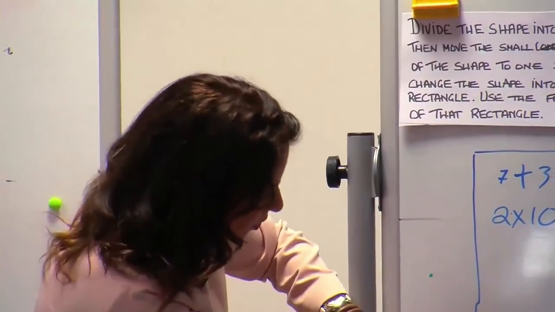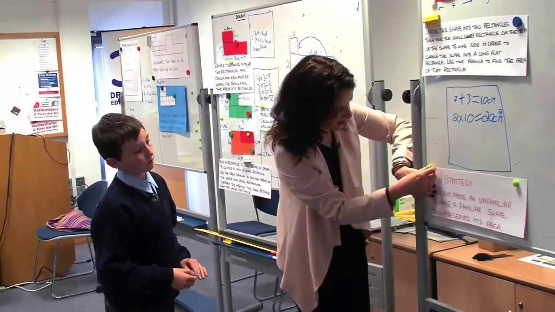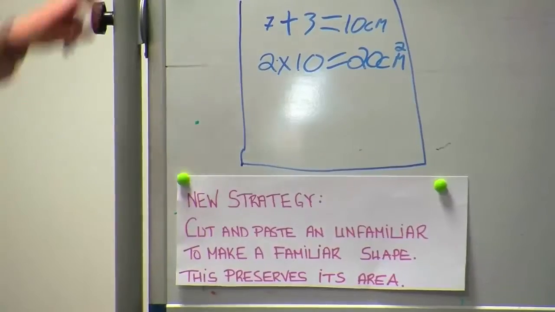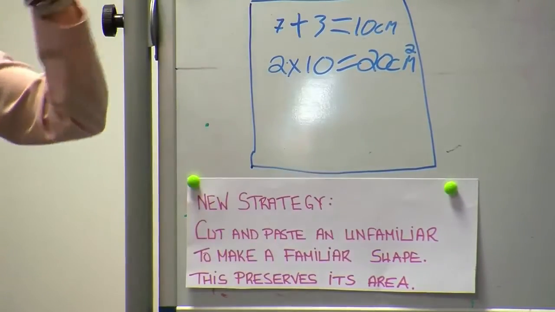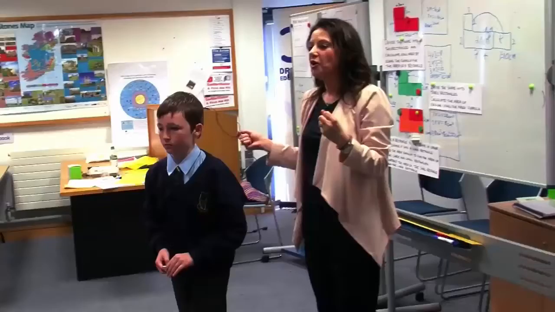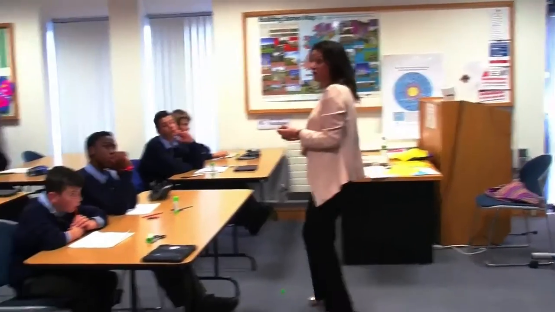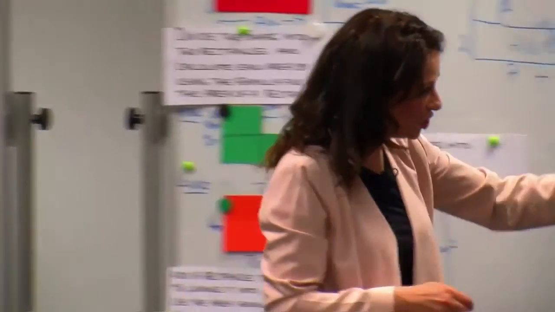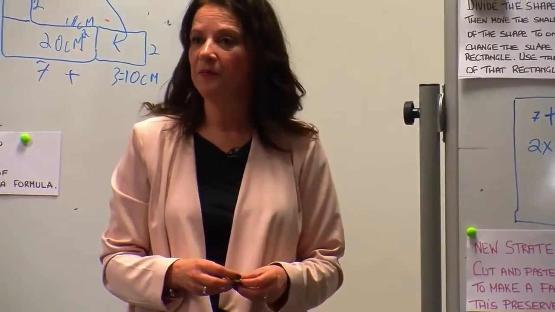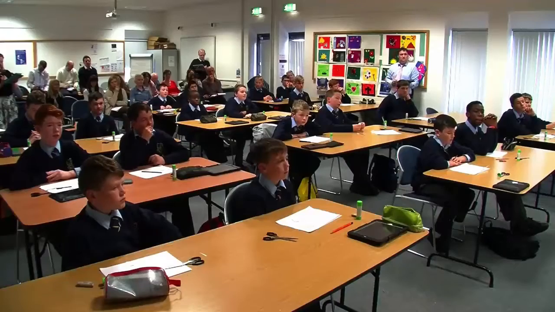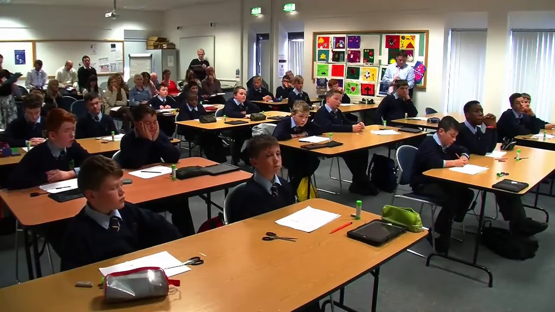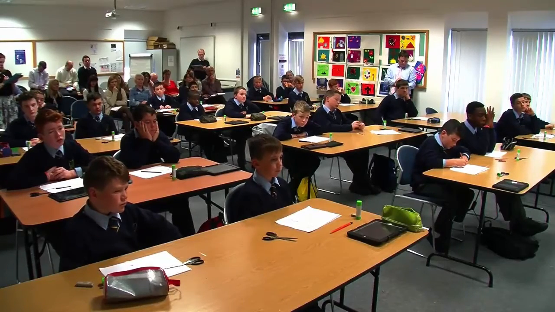So we have a new strategy. Now I'd say it could have been more, but that is what you did, isn't it? You cut and pasted it. That was that L shape. What does familiar even mean? You might be used to looking at an L shape, so you could say it's a familiar shape. But familiar then in how to calculate the area. So you cut and pasted, Niall, to make a familiar shape. Did you change the area by doing that? No. So you've preserved its area.